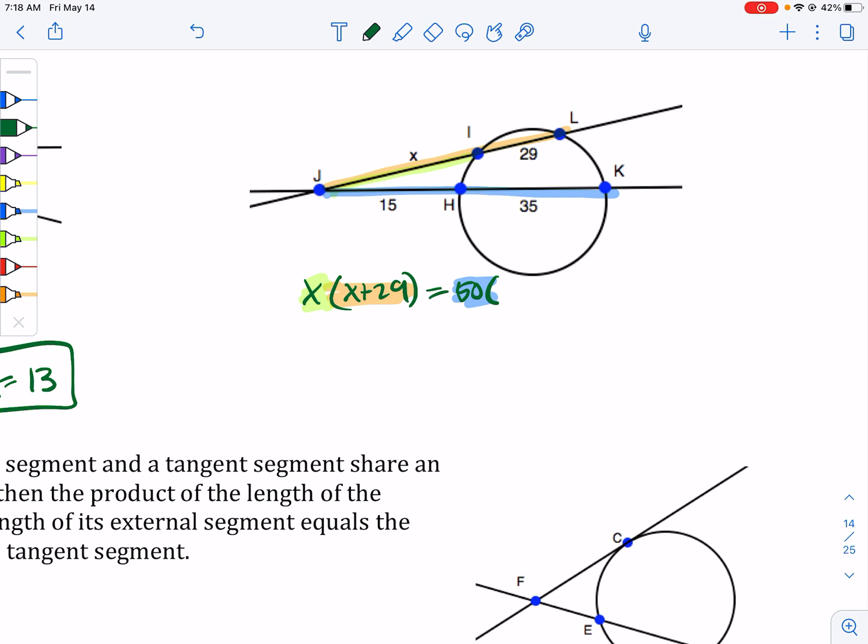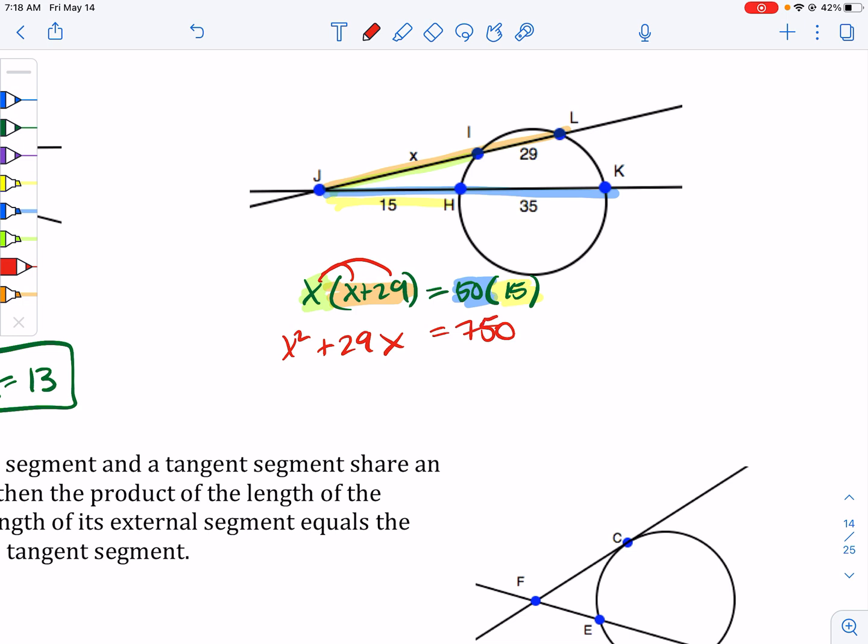Times by the exterior part, which is just the 15. So now we can distribute here, and then 50 times 15 gives us 750. X times x is x squared. 29 times x is 29x.